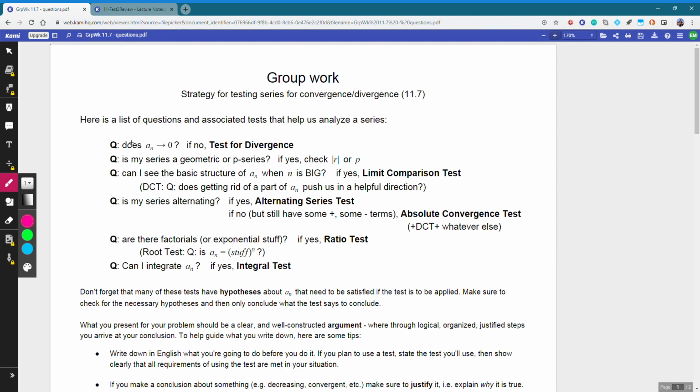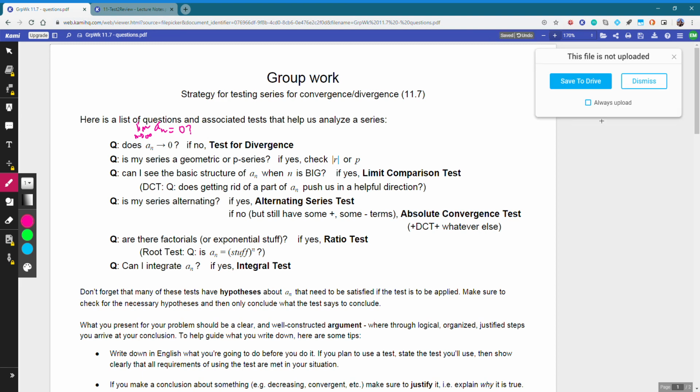Here's our group work and the different questions. This is a nice order to think about these in, right? The first question that's super helpful to ask is, are our terms going to zero or not? And this is just a shorthand way of asking, does the limit as n goes to infinity of our terms a_n actually equal 0 or not? If not, if our terms don't go to 0, then the test for divergence tells us what's going to happen. But if they do go to 0, we don't know what's happening. We need to do some more work.